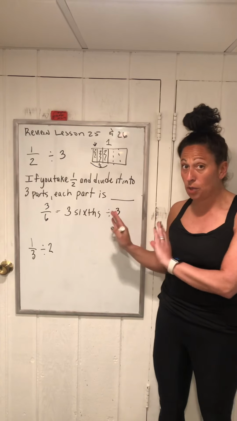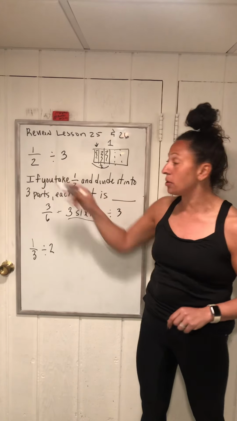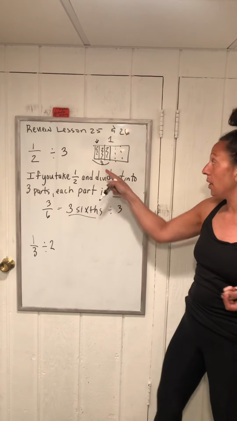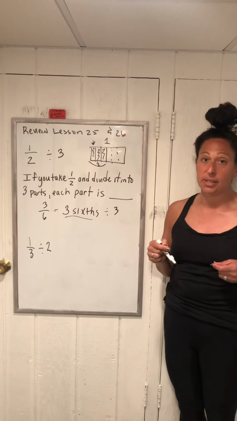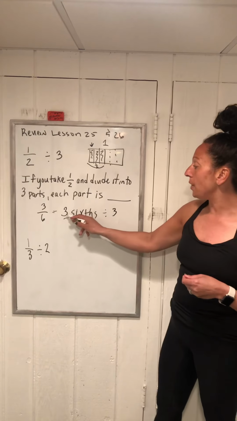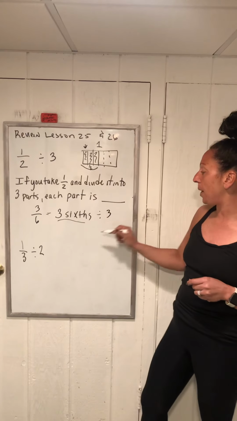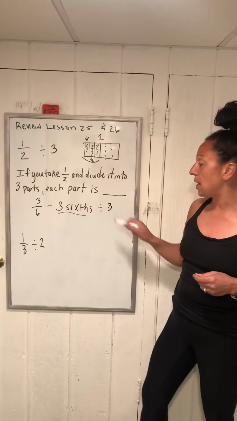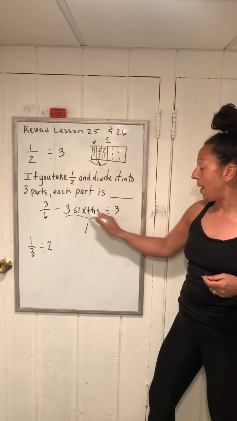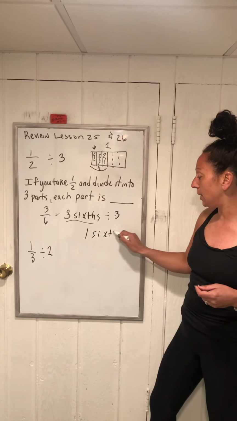Let me tell you what I just said. 3/6 is also equal to 1/2, correct? 1/2 also equals 3/6. They're equivalent. So I just rewrote it in unit form, and now I'm going to divide it by 3. Well, what is 3 divided by 3? 1, and my unit is 1/6.